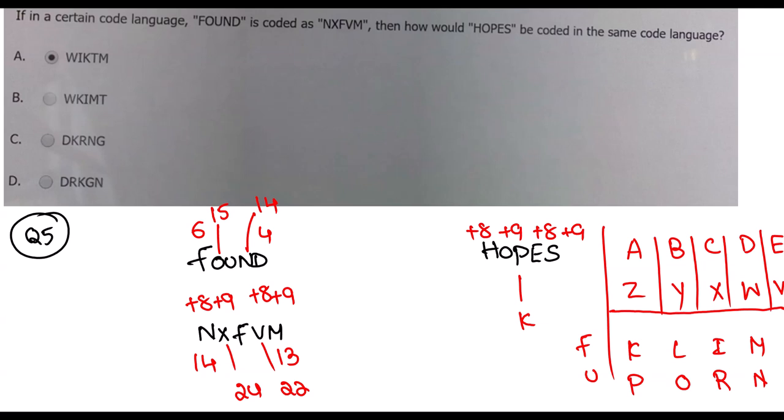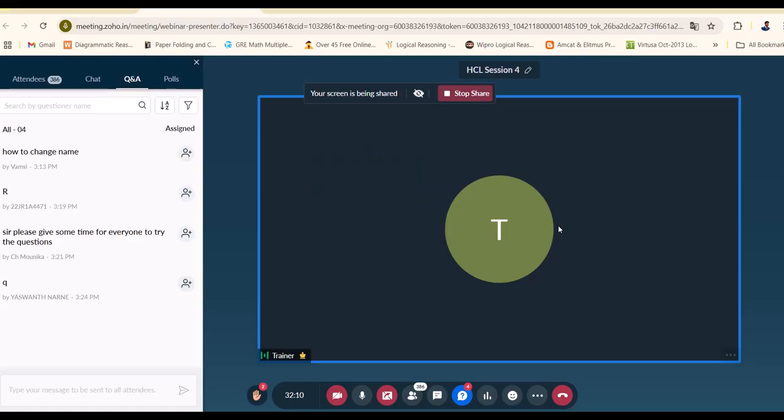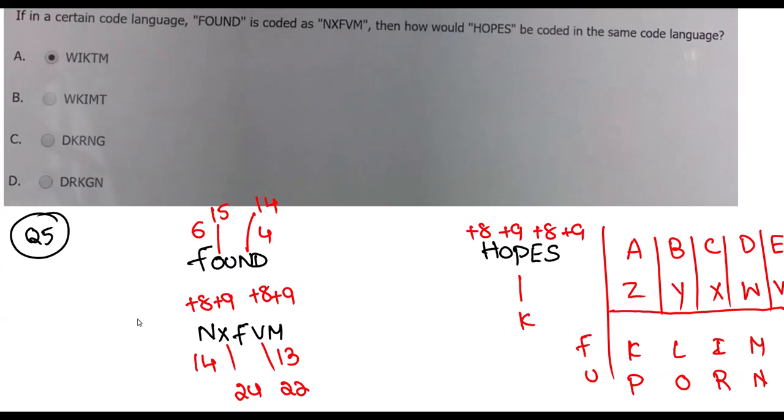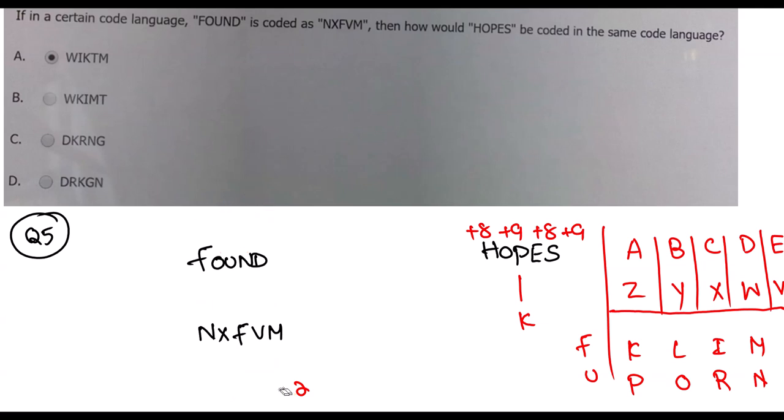So how would it be coded in the same code language? What about you? Anyone solve? It seems like except the middle one, the remaining are plus 8 plus 10, that's one logic. Or go from back to front. That's one way of solving. If it does not work out, we'll see from back to front. Plus 8 plus 10 does not work there because H is 8, plus 8 means 16. I don't have any option suitable to 16.